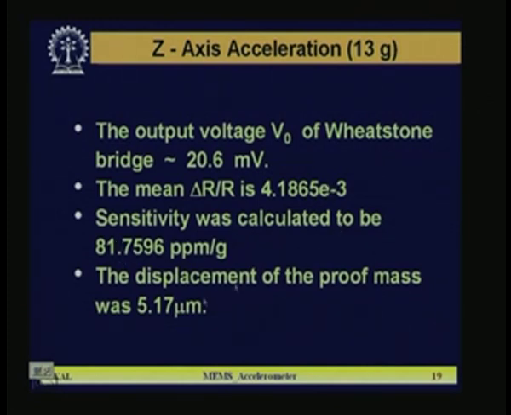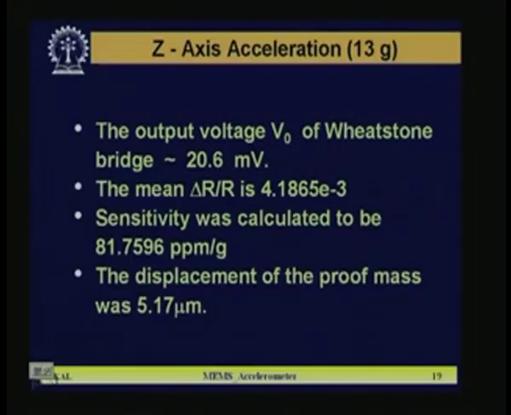Sensitivity was calculated to be 81.75 ppm per G. This is the Z axis sensitivity. The displacement of the probe mass was found to be 5.17 micrometer. Displacement means from no stress to 13G stress. So, that means the probe mass will go down from the rest position 5.17 micrometer only for 13G, and you will get 20.6 millivolt output if we supply the bridge voltage 5 volt.